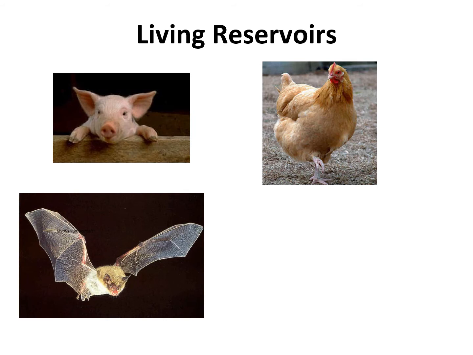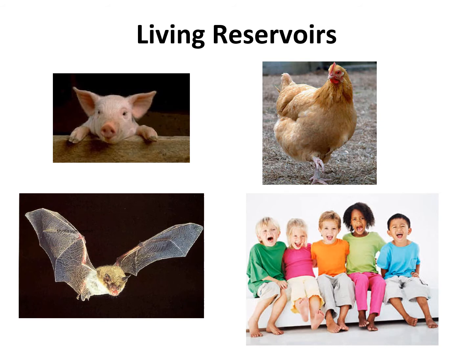So in the United States, we don't have to worry about pigs very often. We don't have to worry about chickens because we're not living in close contact. And bats, we don't come in contact with them. So what is the living reservoir that we have to worry about the most in the United States? That reservoir is children. Children are the living reservoirs that we have to be the most worried about in terms of transmitting infectious diseases for two reasons.